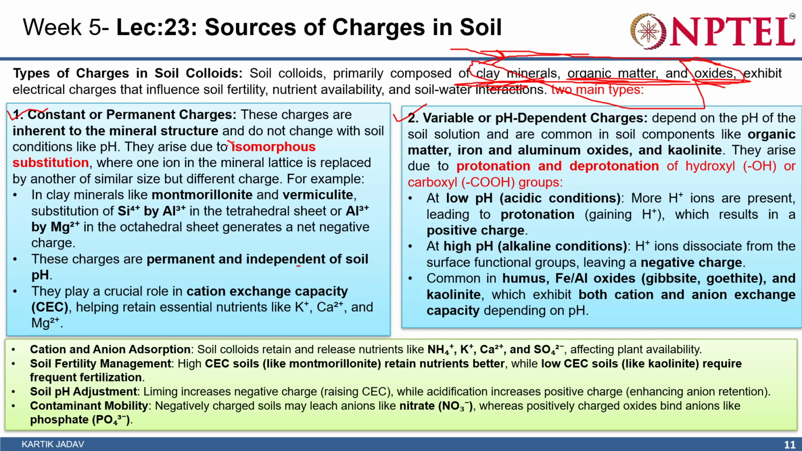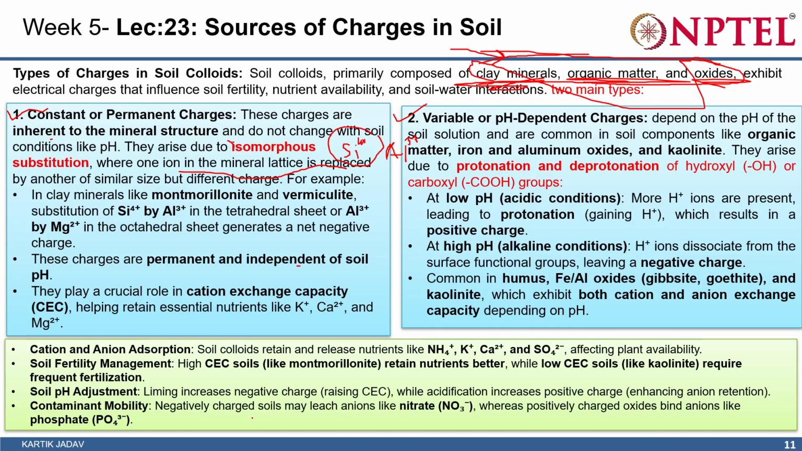So during isomorphous substitution, one ion in a mineral lattice is replaced by another of similar size, right? If we talk about Si 4+ and aluminium 3+, the size of both ions is the same. But what is the difference? The difference is charge. Here it is 4+, and here it is 3+. So due to that, there is ultimately a creation of a negative charge, and this negative charge is permanent.